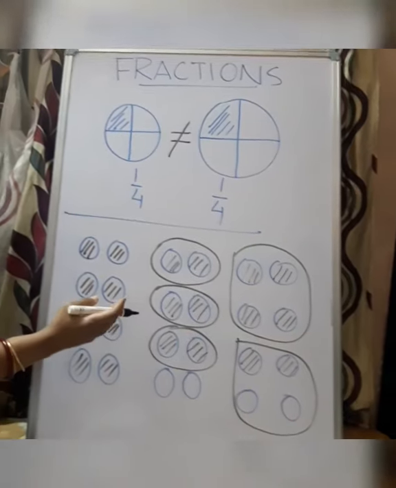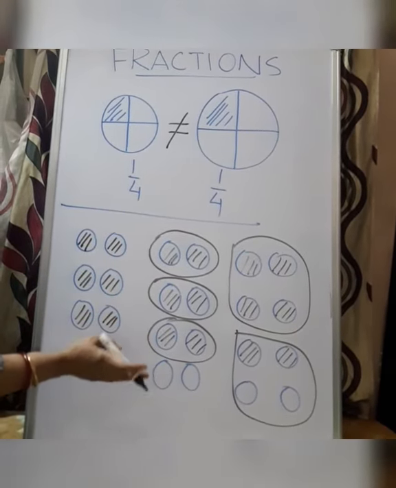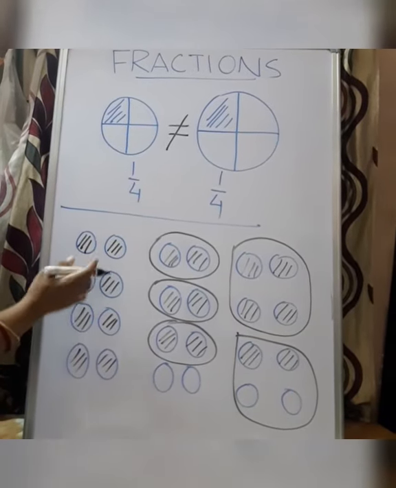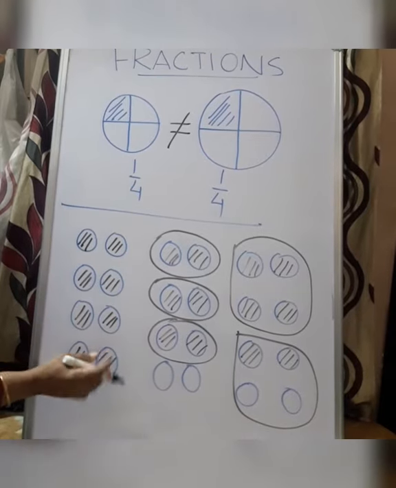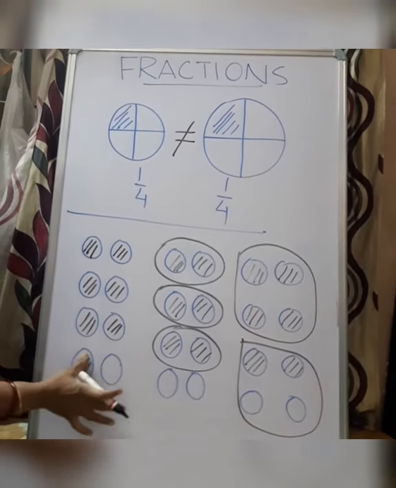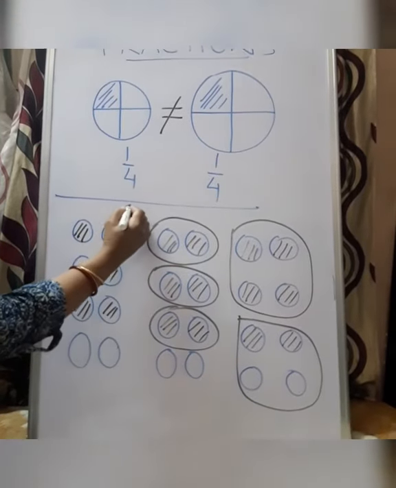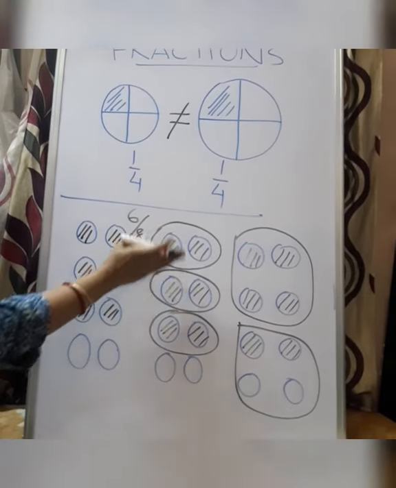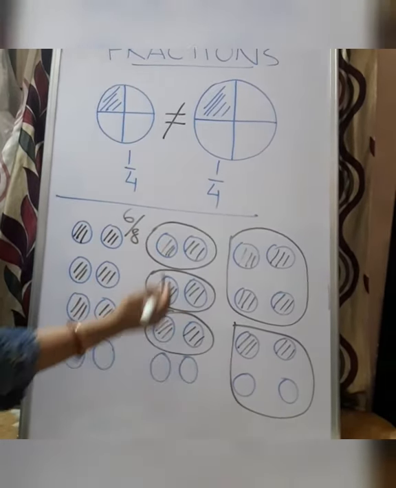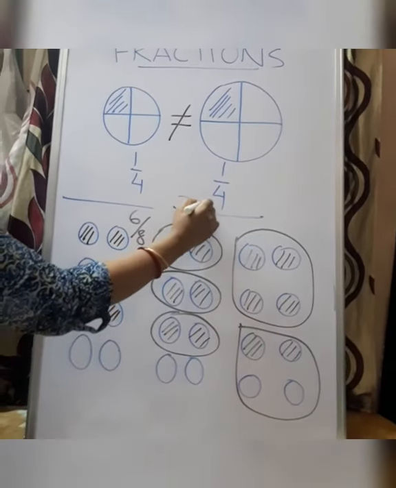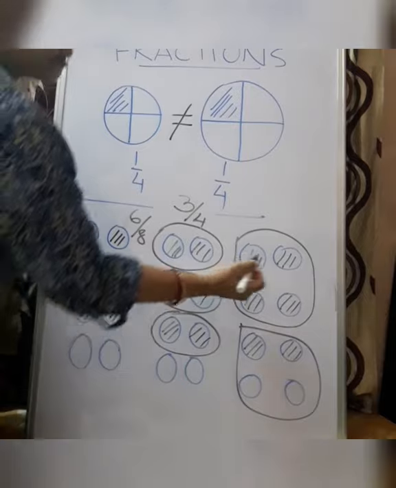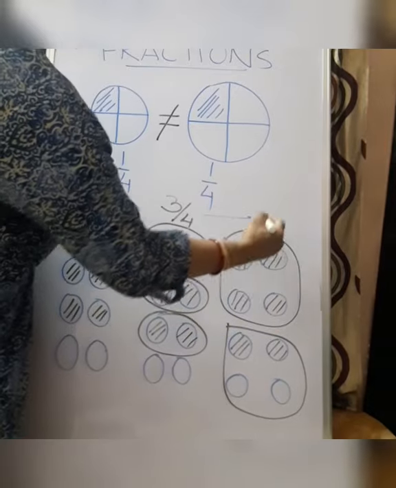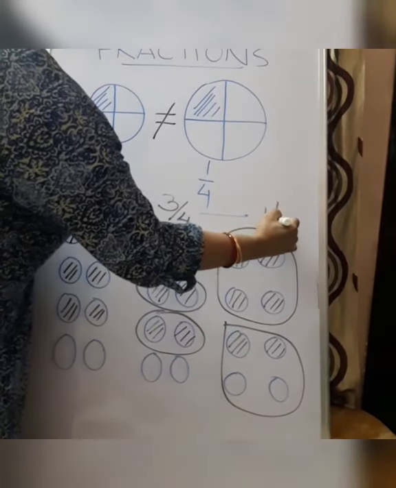But here in this case, when the bundles have been made, they are equivalent fractions. They can be said as equivalent fractions because here this fraction we have 6 out of 8 shaded. Here we have made bundles, so here it becomes 3 by 4, and here we have made bundles of 4, so this is 1 and this is half.